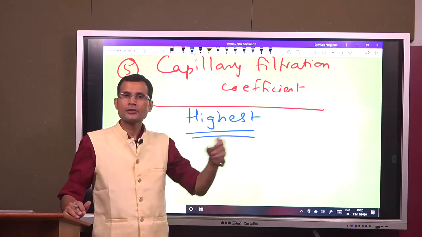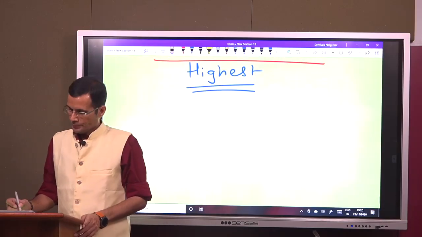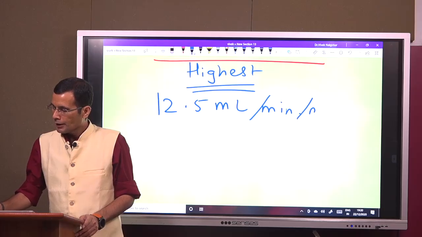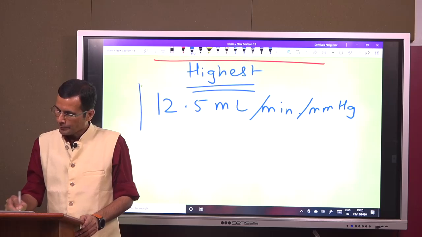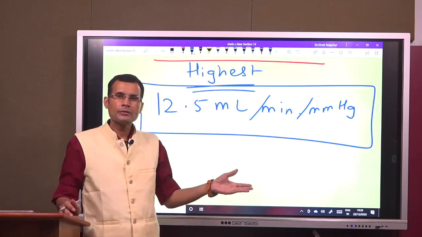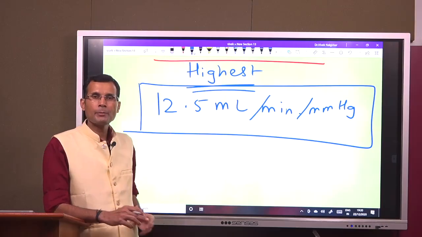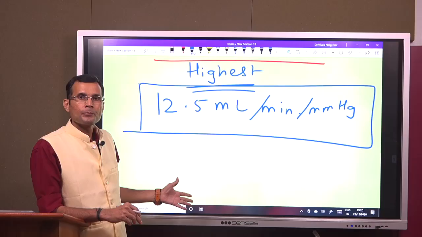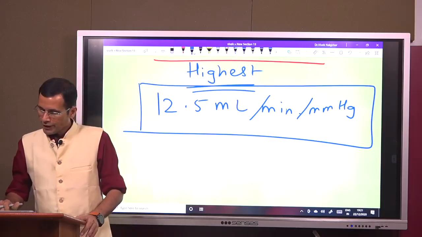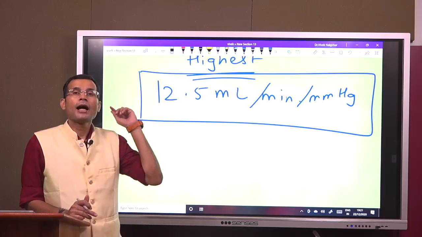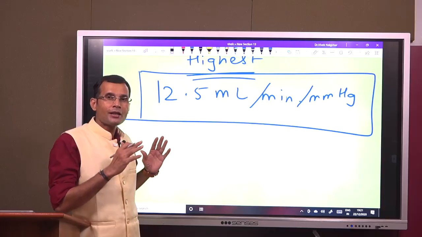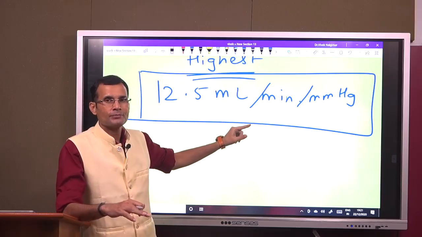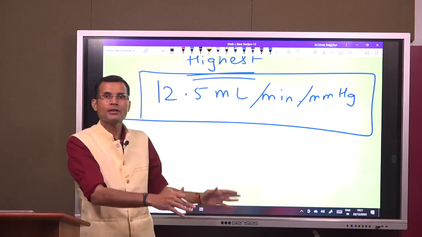So, another highest thing. How much is it? It is 12.5 ml per minute per mm of Hg, very, very high. Elsewhere, it's less than 1 ml per minute per mm of Hg in the systemic capillaries, in the tissues. Here, it's very high. Alright. So, 12.5 ml per minute per mm of Hg. I need you to remember this, because when we start the discussion on GFR, I am going to ask you this once again to recall this. I will answer it, but then remember this.